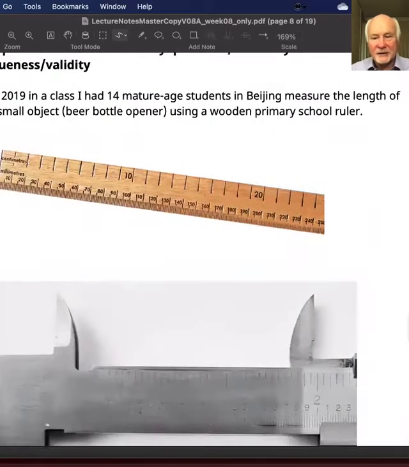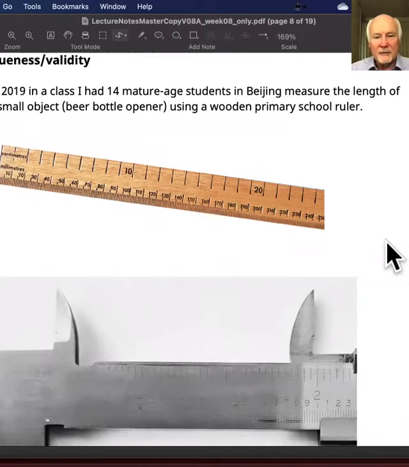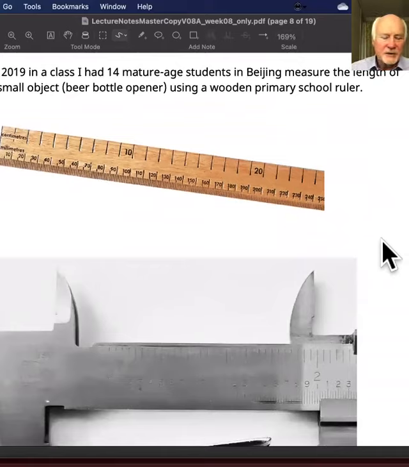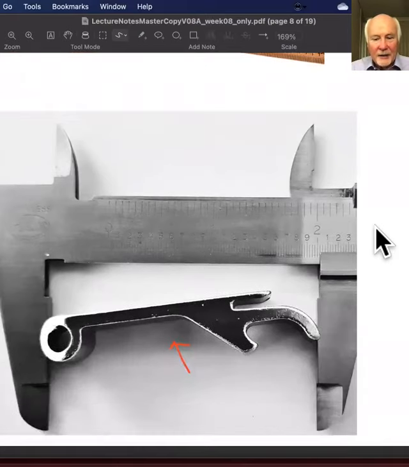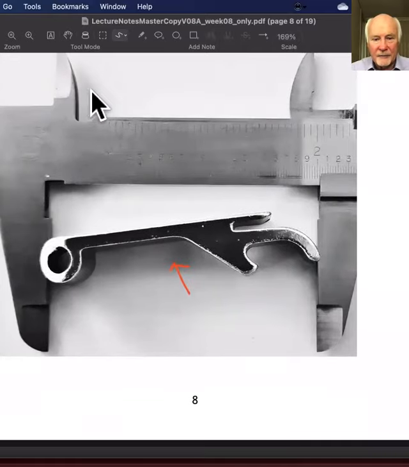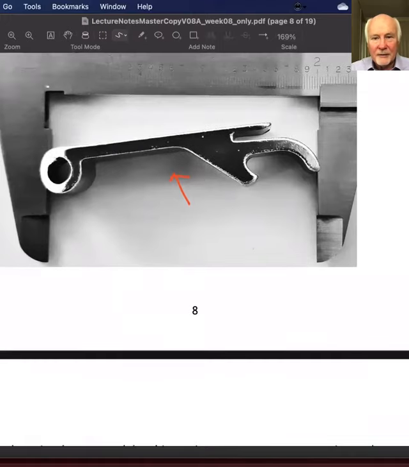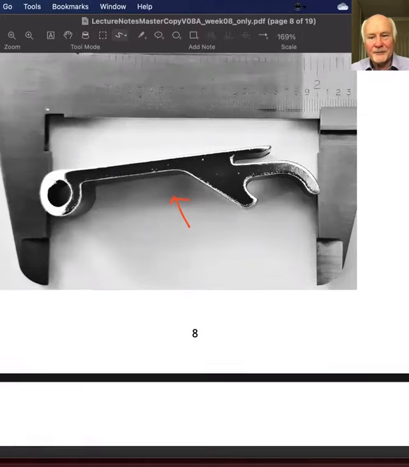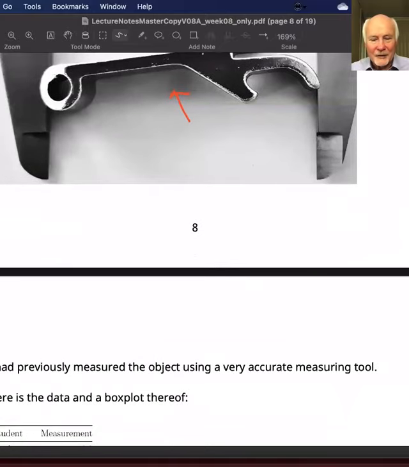It's a thing you attach to your key ring and you use it to open beer bottles. I get them to measure it independently so they don't get to talk to each other, and each person has to write the number down on a piece of paper and give it to me. In this case, there were 7 groups and I got 14 measurements. These students' average age was about 36 or 37, so some of them would have been a bit past their prime with eyesight. I had previously measured the thing myself with some pretty accurate calipers like this, so I knew with much greater accuracy than they did what the length of it was.